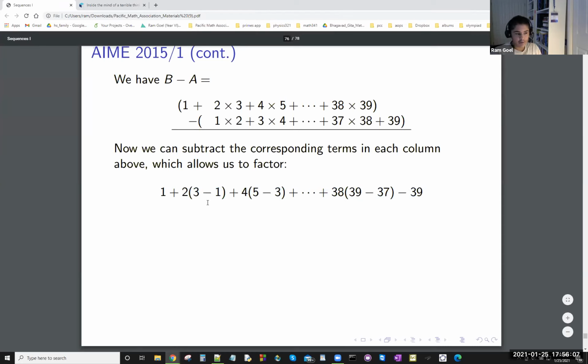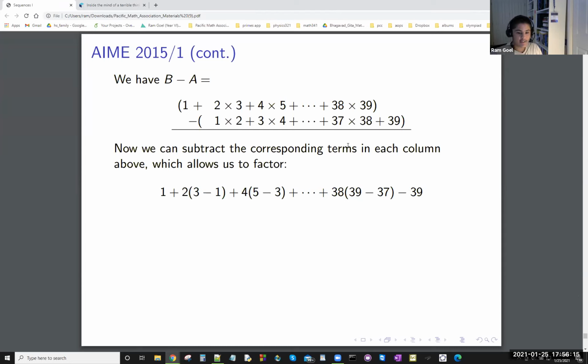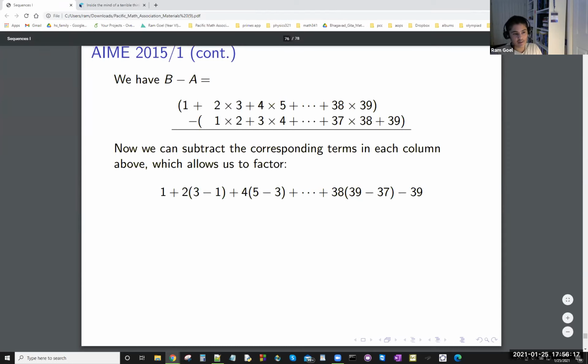What's so nice about this? Well, the fact that 3 minus 1 is 2, 5 minus 3 is 2, 39 minus 7 is 2. All of the numbers in the middle are 2. And we can see why that happened, because up here we had, for example, 4 times 5 and 3 times 4. So those are separated by 2.